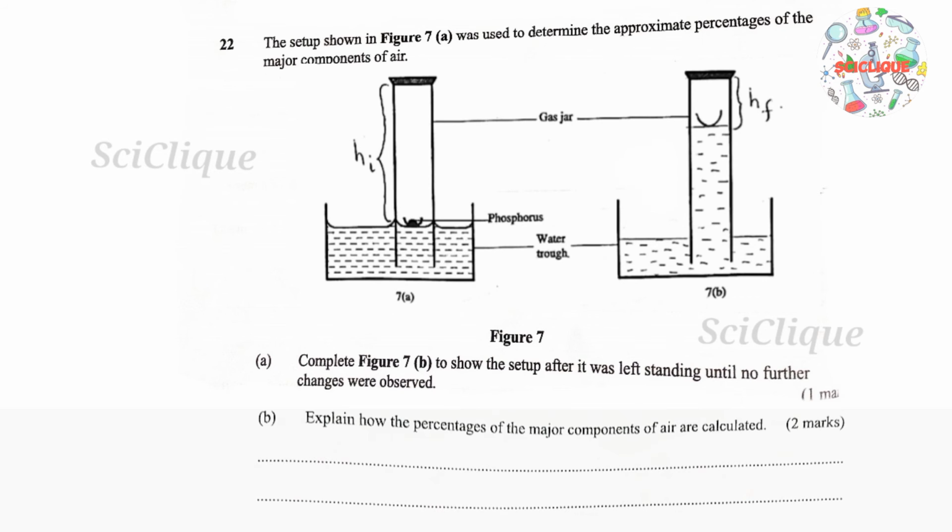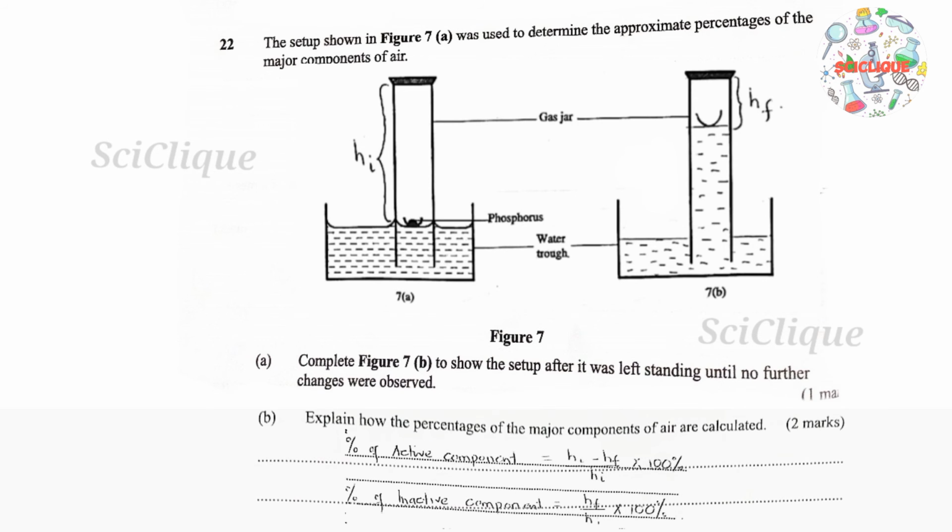Part B, explain how the percentages of the major components of air are calculated. So we are going to group air into two: the active part of air, which of course is going to be oxygen, and the inactive component consisting of the remaining gases. Now, if we want to calculate the percentage of oxygen that was used up, we need to have the final and initial heights of air. Now, the initial height we are going to label as HI, H initial. This is what was present at the beginning of the experiment. The final one is what was left at the end. So this becomes our HF.